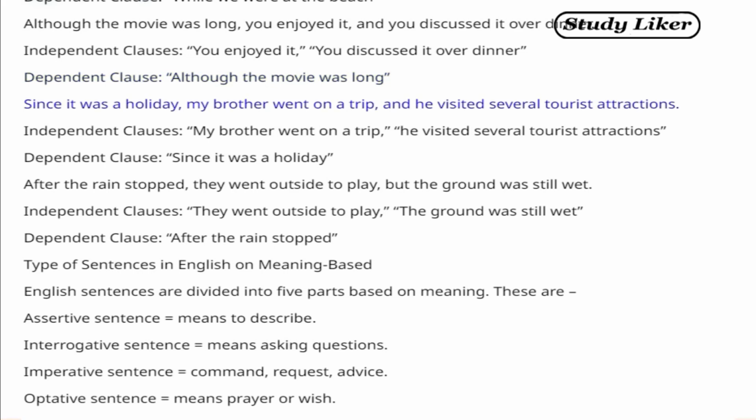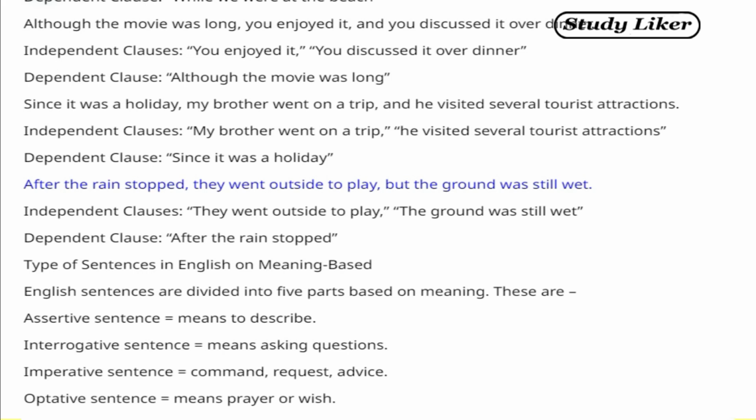Since it was a holiday, my brother went on a trip, and he visited several tourist attractions. Independent clauses: my brother went on a trip; he visited several tourist attractions. Dependent clause: since it was a holiday.